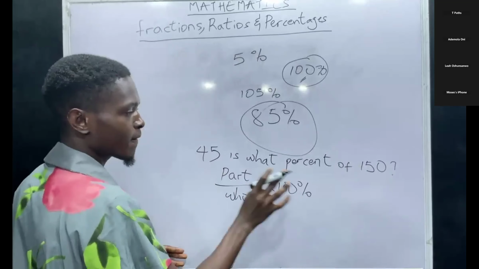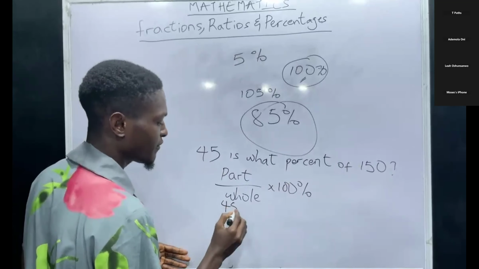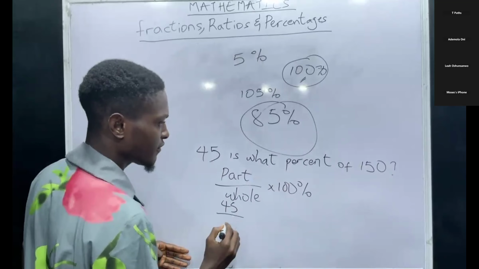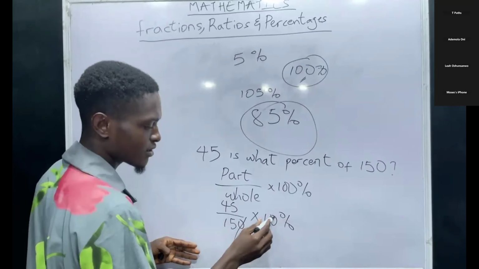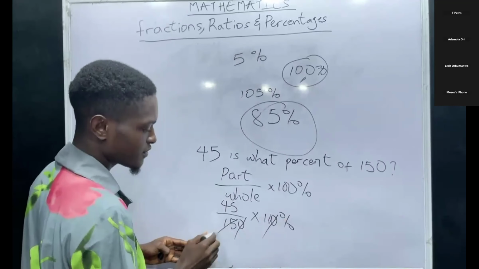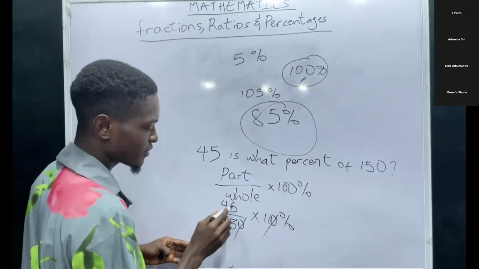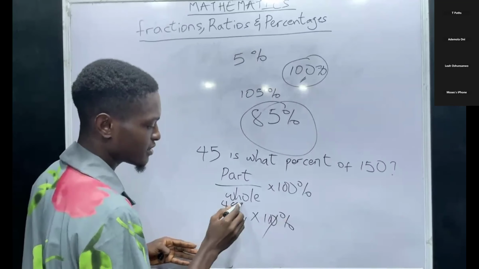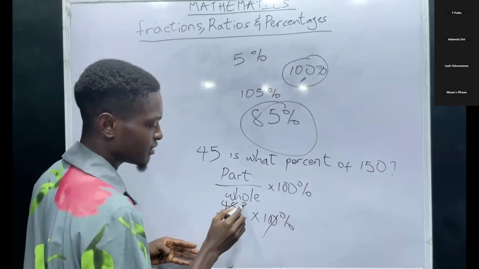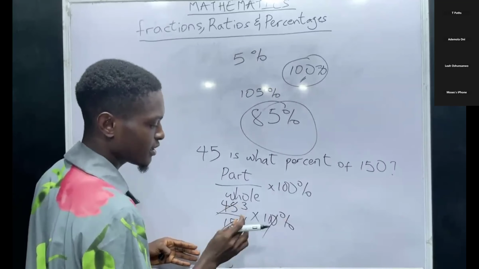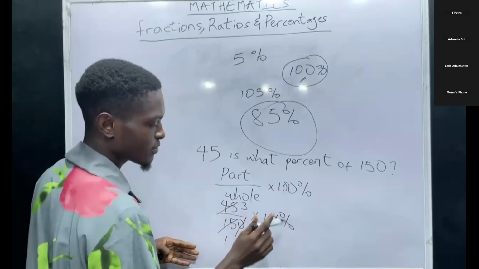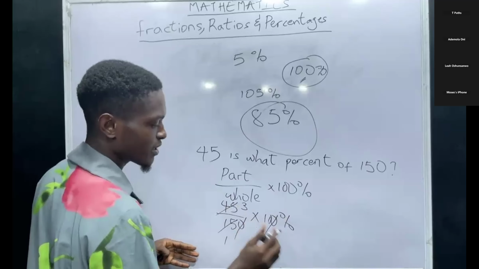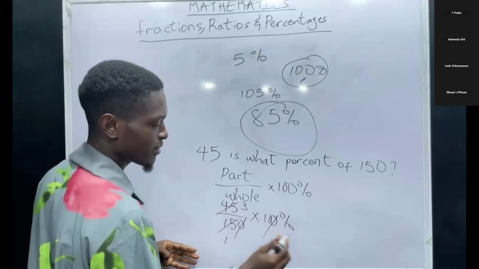What do I have here? I will be having 45 divided by 150 multiplied by 100%. So I'm having my 0 cancel 0 here. 15 here is 1, 15 here is 3. 3 multiplied by 10 is 30. Yeah, 30%. So 45 is 30% of 150.